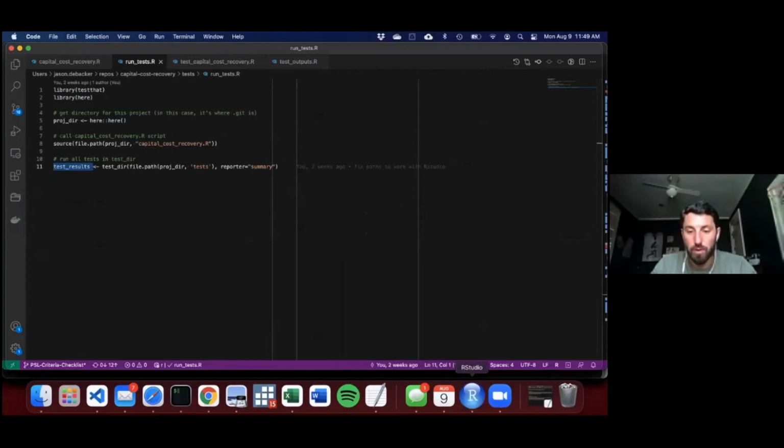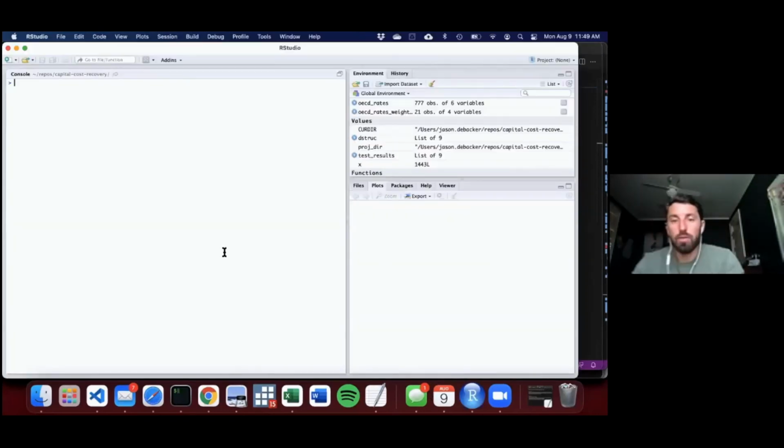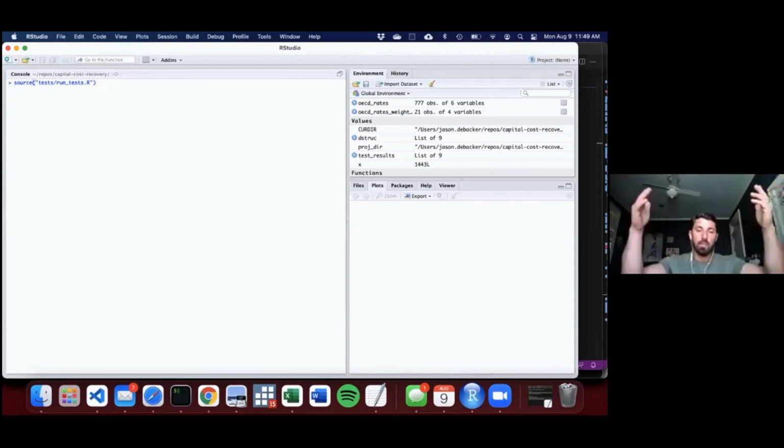All right, so we go to my R console. I've already put myself in this capital cost recovery directory, so that's my working directory here. To run these tests, I'm just going to call that runtest.r script, the script we just looked at that had the 2 imports and then the 3 lines of code that are going to run our tests, okay? So I'm just doing source, path to the script. And if I hit return, it's going to run these tests.